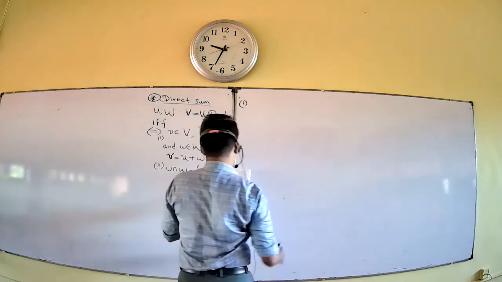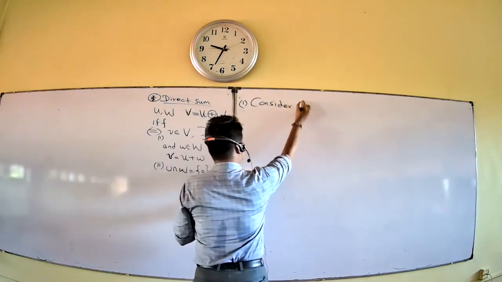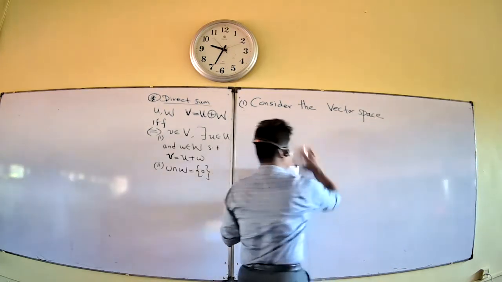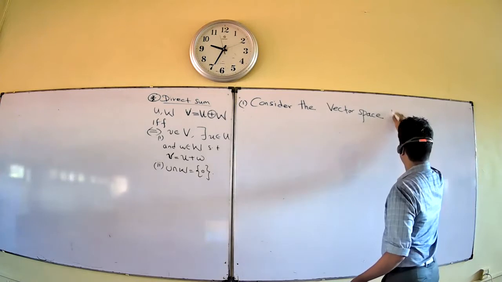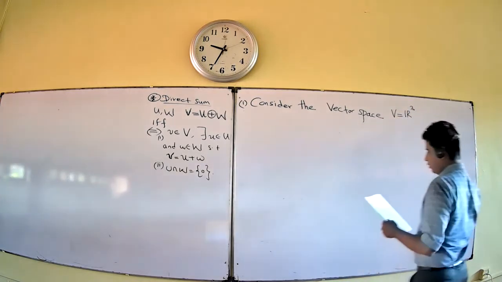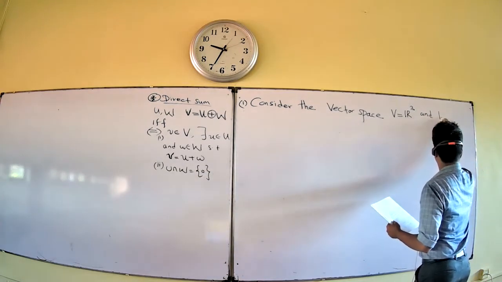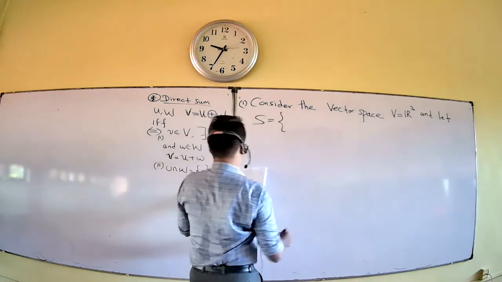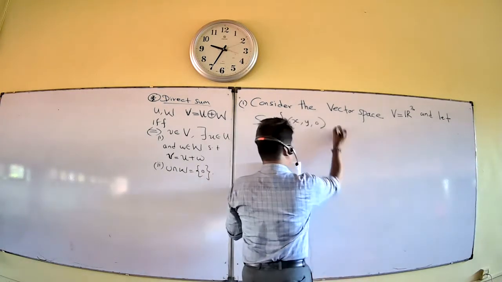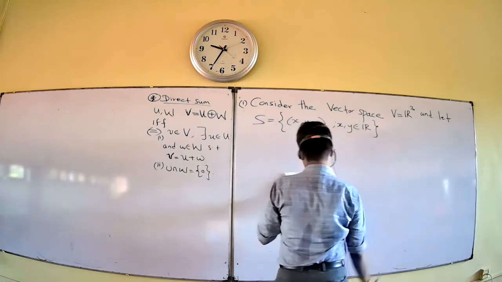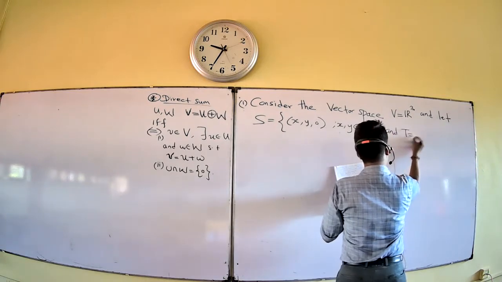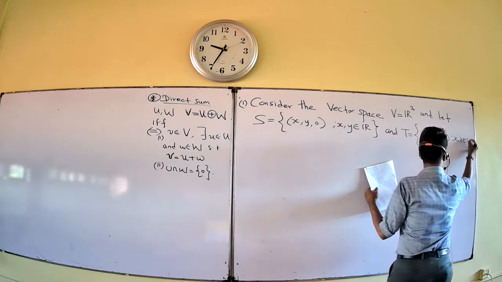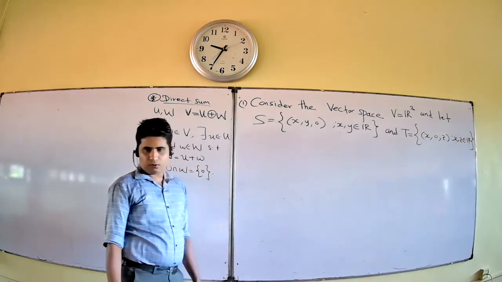Okay, this first question. Consider the vector space V equal R cube, and let your set S be the set of vectors (x, y, 0), where x, y are real numbers, and T be another set of the form (0, y, z), where y, z also belong to real numbers.